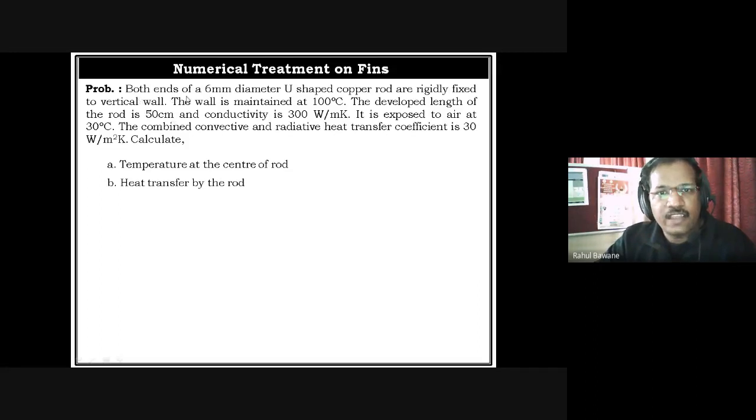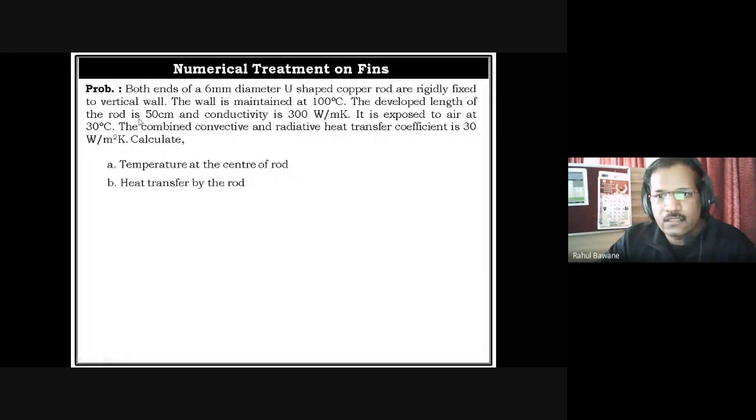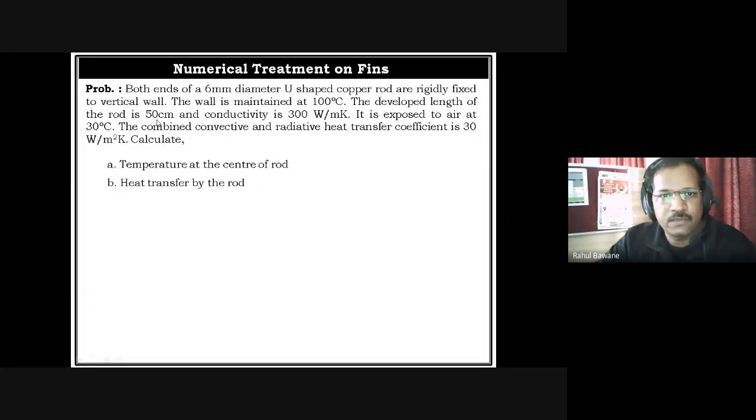Both ends of a 6 mm diameter U-shaped copper rod are rigidly fixed to a vertical wall. The wall is maintained at 100 degrees centigrade. So definitely this will be T0, the base temperature. The developed length of the rod is 50 centimeter. I will explain what the developed length is when we see the schematic. So the developed length of the rod is 50 centimeter and conductivity is 300 watt per meter Kelvin.